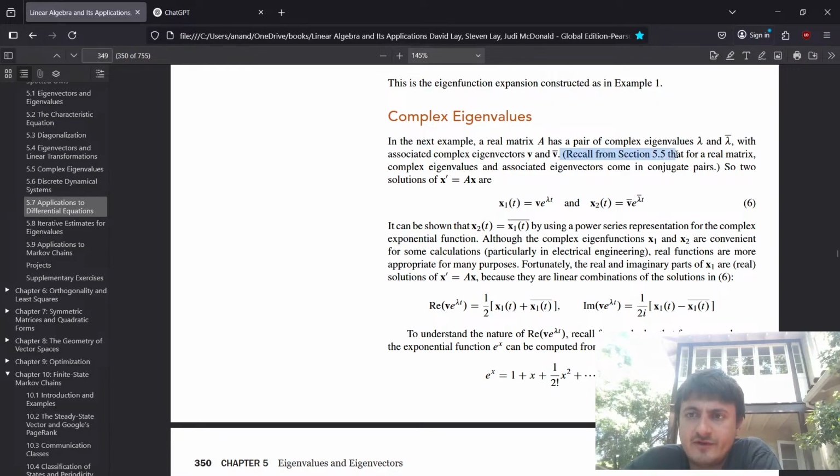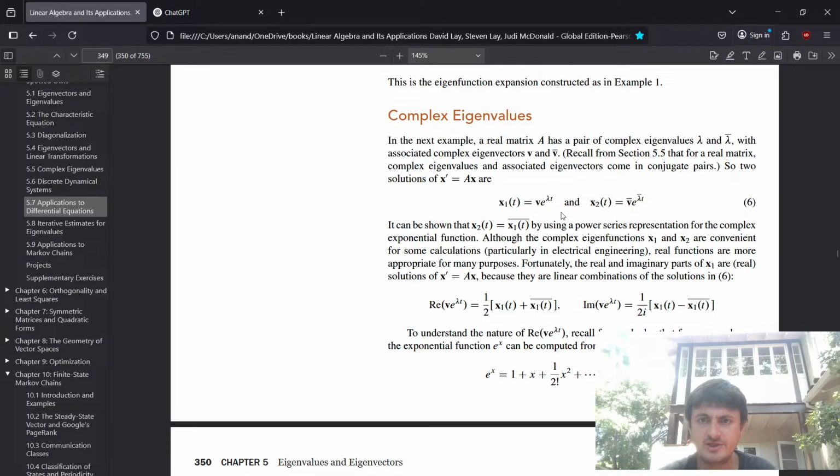Recall from section 5.5 that for a real matrix, complex eigenvalues and associated eigenvectors come in conjugate pairs. That's only for a real matrix, though. That's really interesting. So two solutions of x prime equal to Ax are x1 and x2. It can be shown that x2 is equal to x1 bar using a power series representation for the complex exponential function.